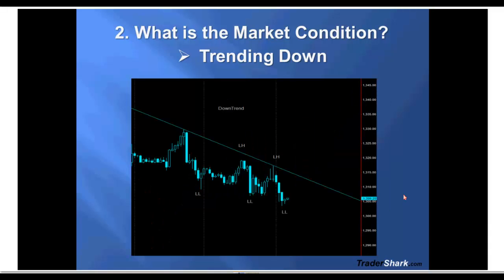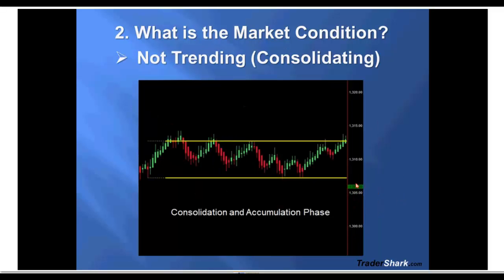Downtrend, lower highs, lower lows. Just like an escalator going down, you draw a line across the heads of the people going down the escalator. And there's your determination of an uptrend or downtrend. Now it gets a little more tricky. Consolidation, accumulation phase. How do we know?